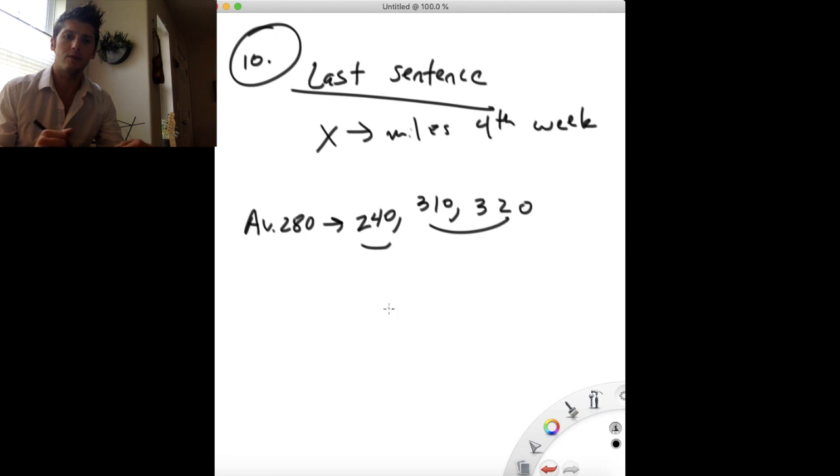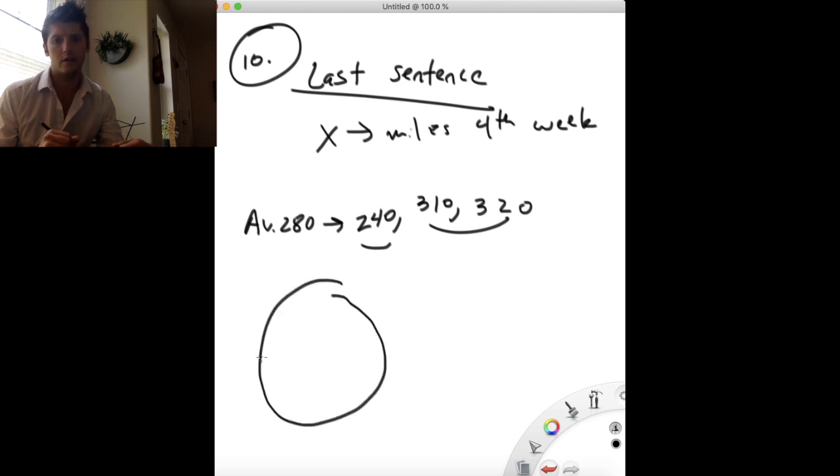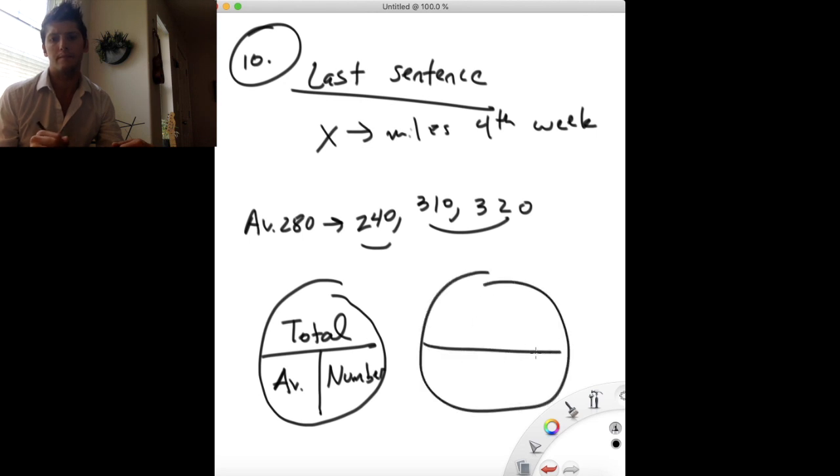But really, I wouldn't try to create an equation that matches the answers here. What I would do is use this interesting tool that I've learned about. I've heard them called TAN charts: total, average, number. Okay, well, here's what I know. I'm trying to average 280. I'm trying to ride for 4 weeks. I'll multiply these two numbers to get the top.